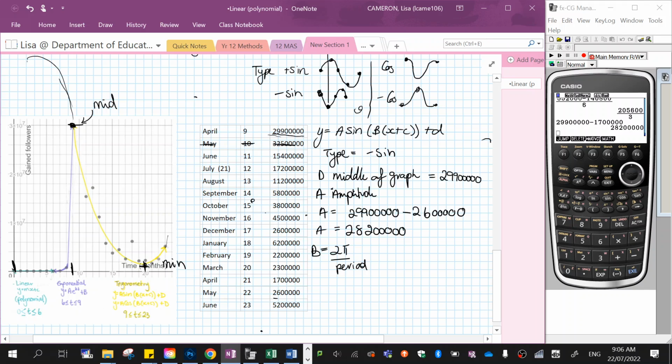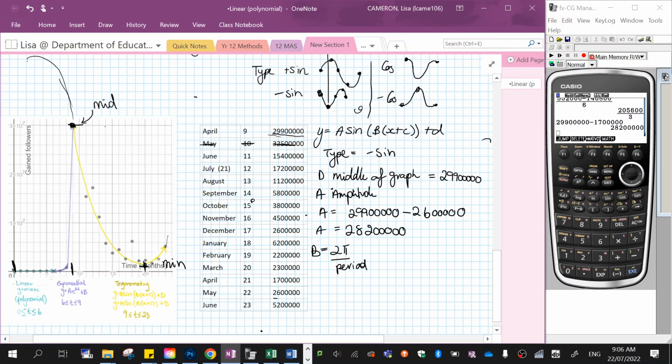Now, the period of a function is how long it takes to do one full lap of the unit circle, or in other terms, it's how long it takes to go from the middle to the max, down to the min, back to the middle. Okay, that's typically for sine graphs. For cos, obviously, you want to pass through the max, the min, and then go back to the max. So you always want to finish where you started.